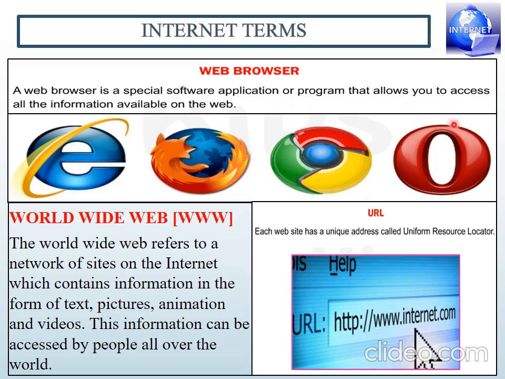These are the various web browsers in which we search for information. Now, www, the term, is called the World Wide Web. What does it mean? It refers to the network of the sites of the internet which contains information.